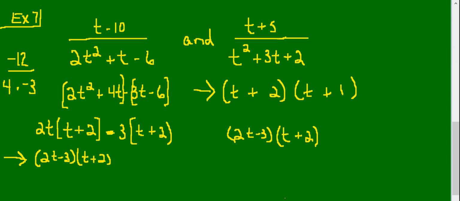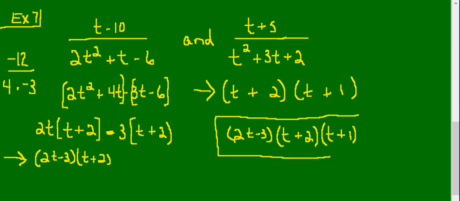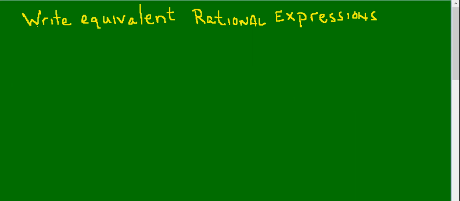And finally, I've got a t plus 1 here, but none over here. So that means I use the t plus 1. And this is our LCD. And you wouldn't multiply that together, by the way. You want to use it separately so you can find other binomials that would cancel out. All right, that's example 7. Moving on.